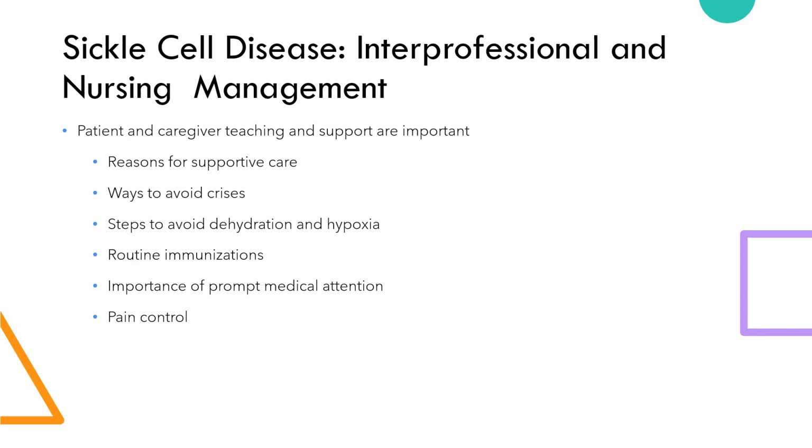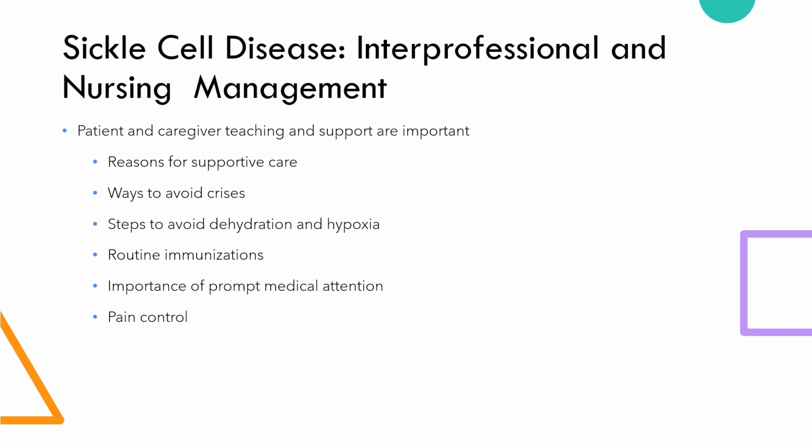Patient teaching and support are important in the long term care of a patient with sickle cell. The patient and caregiver must understand the basis of sickle cell and the reasons for supportive care and ongoing screening tailored to SCD manifestations. Teach the patient ways to avoid crises. Review steps to avoid dehydration and hypoxia, such as avoiding high altitudes and seeking medical attention quickly for contributing problems, such as upper respiratory infections. Teach patients to maintain adequate fluid intake. We're going to talk to them about routine immunizations: pneumonia, influenza, hepatitis, now COVID.